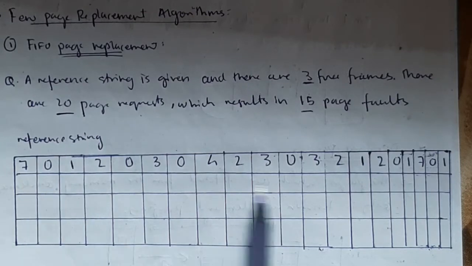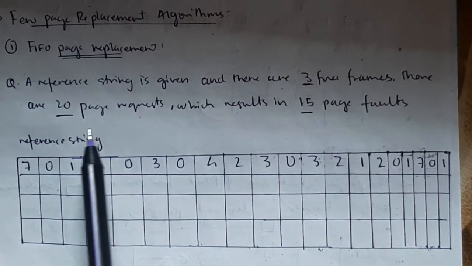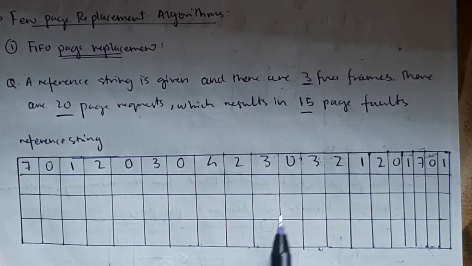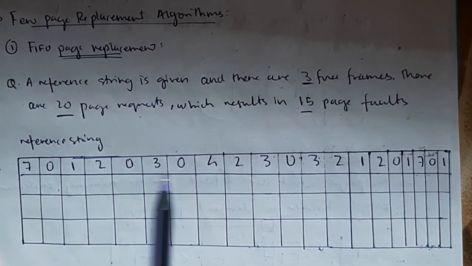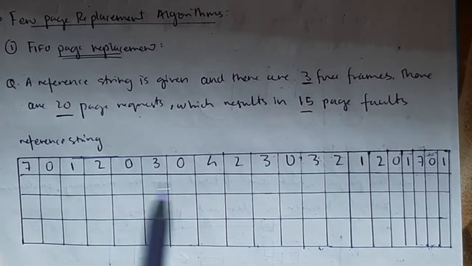This is the RAM which we have been given, and we have 3 frames empty, okay. So we have 3 frames here and 20 page requests. These are the page requests which we have to fill here, okay. And the result is 15 page faults. So after filling all of this, we'll get 15 page faults, okay. So what does page fault mean? That will be looking here, okay.